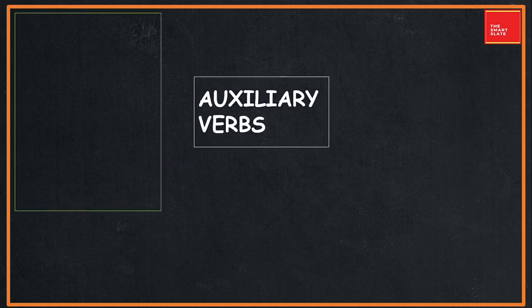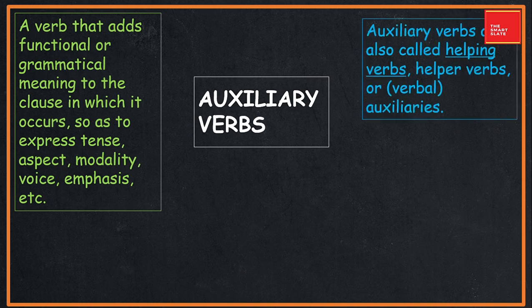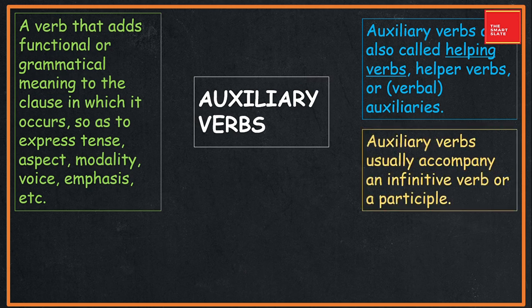Moving to the second type, we'll know about auxiliary verbs. These are the verbs that add functional or grammatical meaning to the clause in which they occur, so as to express tense, aspect, modality, voice or emphasis. Now, are modal verbs and auxiliary verbs the same? No. Even though they both express modality, they are different. These are helper verbs or helping verbs or auxiliaries, verbal auxiliaries. These are not modal verbs. A modal verb is an auxiliary verb, but an auxiliary verb is not a modal verb. So we say modal auxiliary verbs. Usually it accompanies an infinitive verb or a participle.